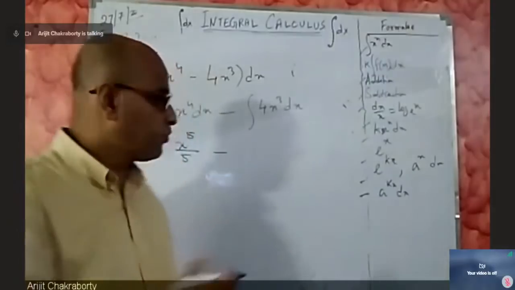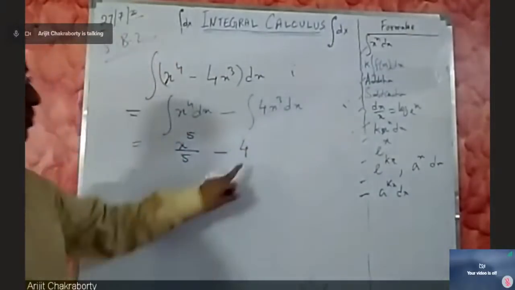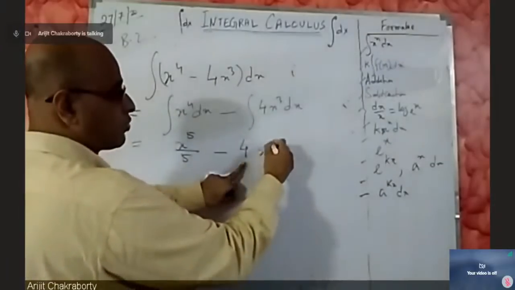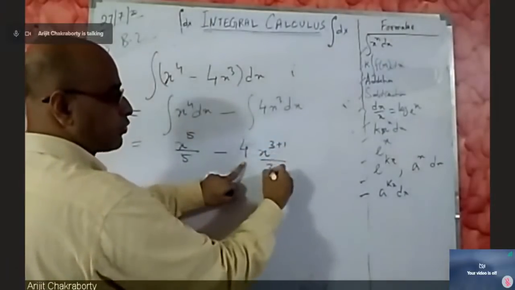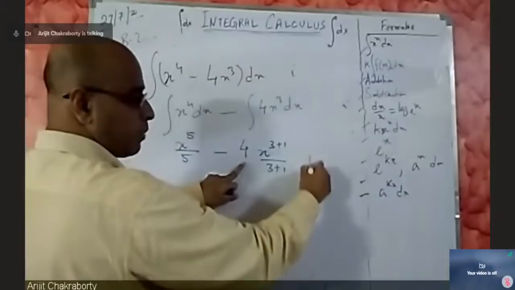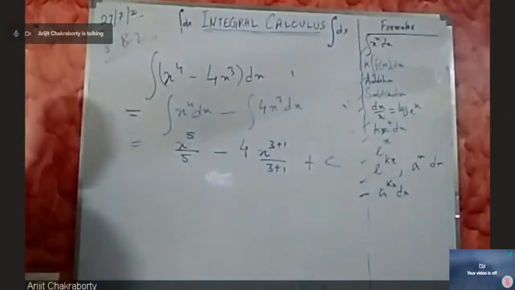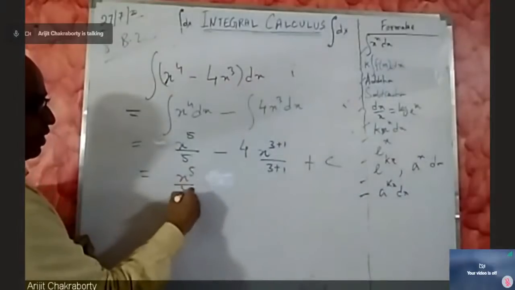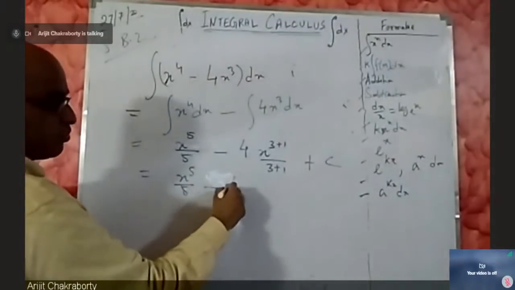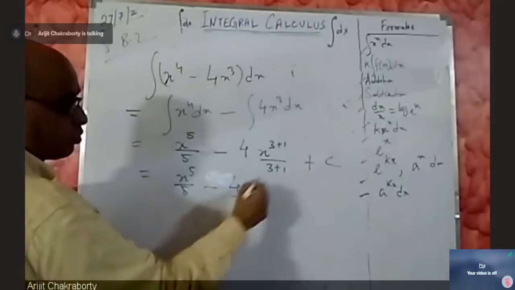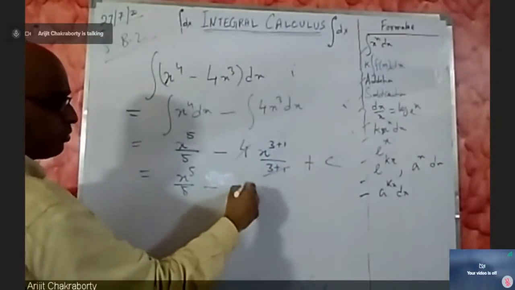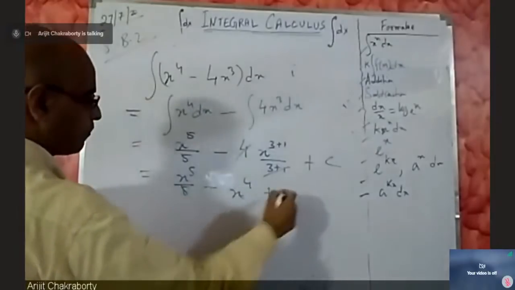In this case 4 comes out, 4 is outside. This becomes x to the power 3 plus 1 by 3 plus 1, plus I add the constant. So this becomes x to the power 5 by 5 minus 4 by 4, times x to the power 4. So this cancels out, and this becomes x to the power 5 by 5 minus x to the power 4 plus c.